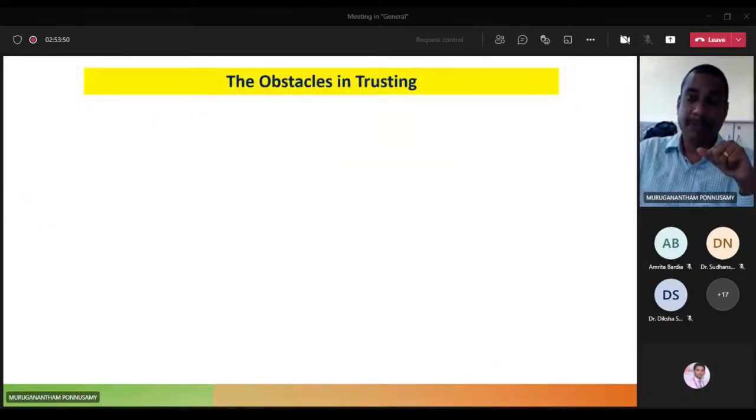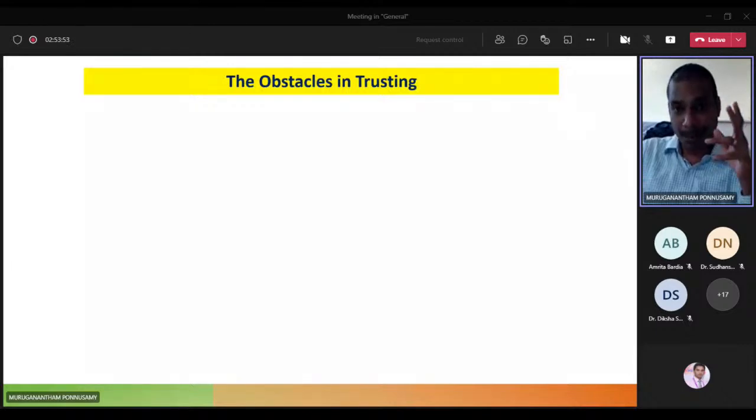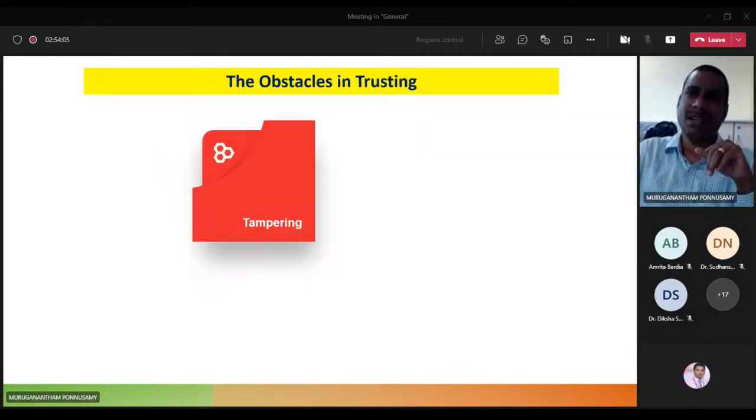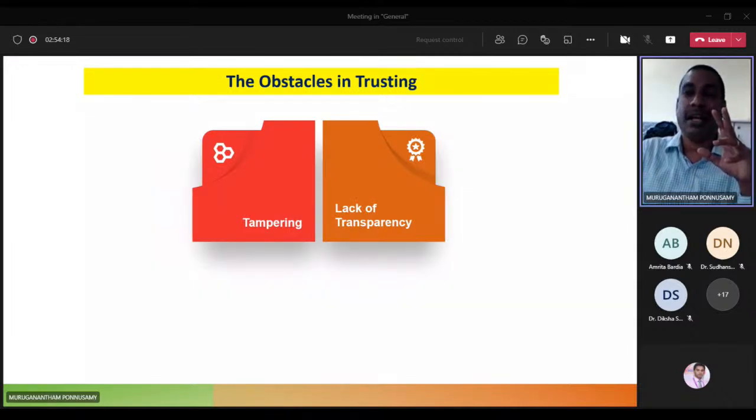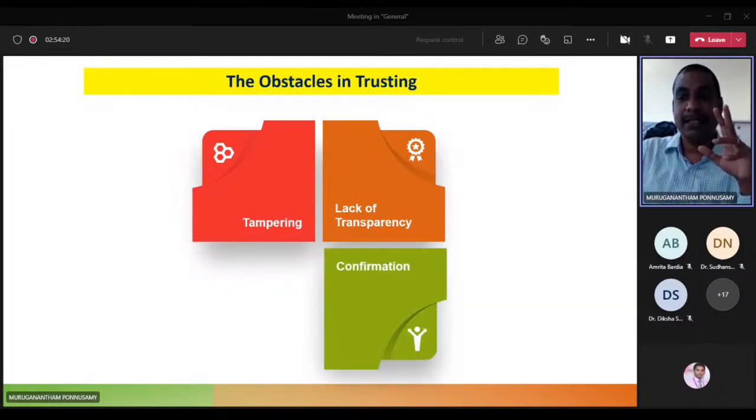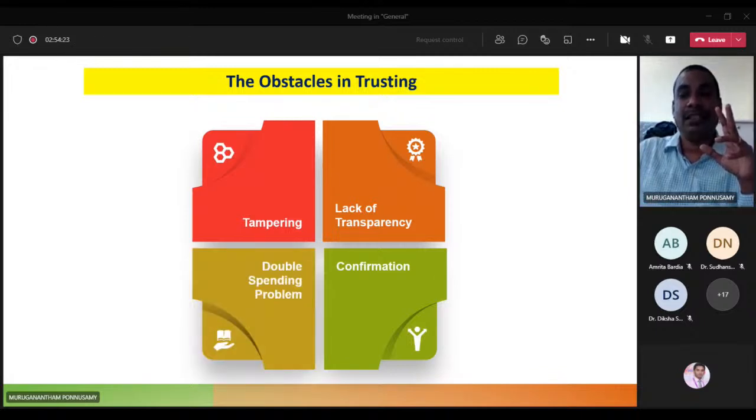In that scenario, without having any problem, the seller and buyer can exchange the assets. It's possible in this particular technology. I said there is no trust between seller and buyer. Why is it having that? Because of these issues: tampering, lack of transparency, confirmation, and the double spending problem.